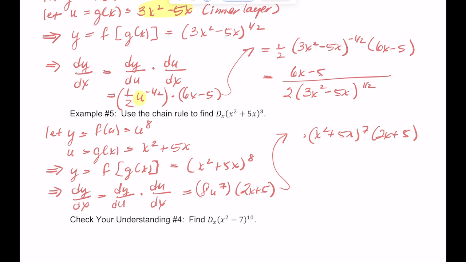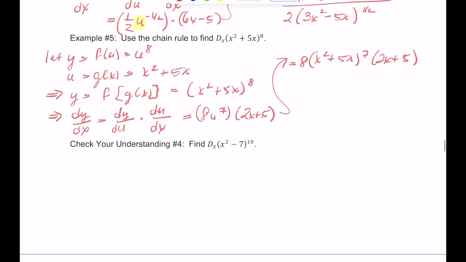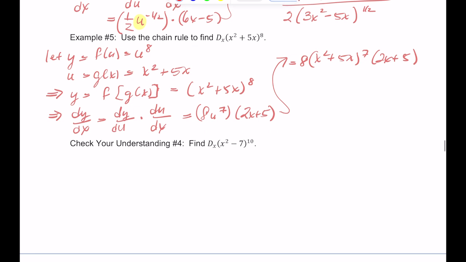And I can't forget about the 8, because it was 8 times u to the 7th, right? So 8, there's your u to the 7th, and then times the derivative of u with respect to x. So why don't you practice here with this next example, and then you can unpause when you're ready to look at what's called the general power rule, which is going to be quite helpful. It will actually eliminate some of this work.